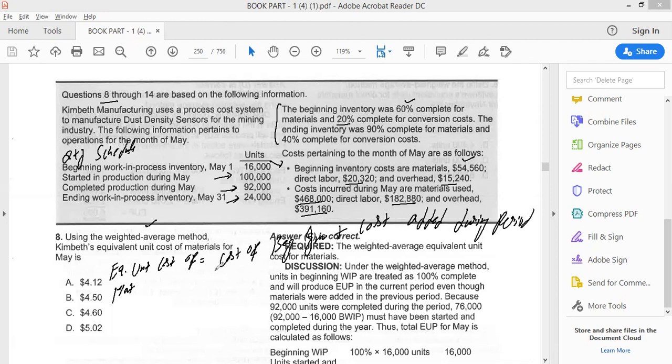The whole thing you need to divide with equivalent units of material which we calculated as per weighted average. Students, if we are asking you as per weighted average, calculate equivalent unit cost of materials, in the denominator, you will use equivalent units of production, which you calculated as per weighted average. You need to be very careful.